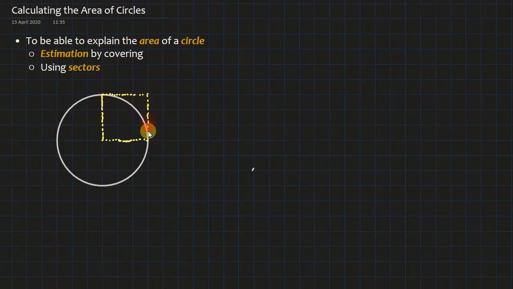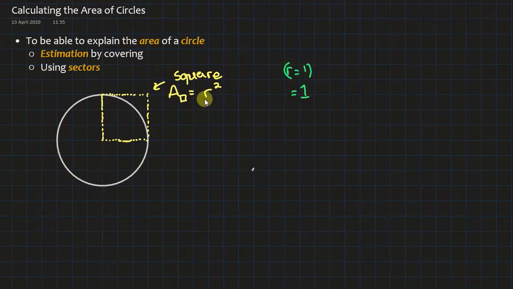The simplest shape we can think of is a square with the side the same size as the radius. So the area of this square is the radius squared, and if you want to play with numbers to follow through what's happening, I'll put the numbers in green on the right. So when the radius is 1, the area of this square is 1 unit.